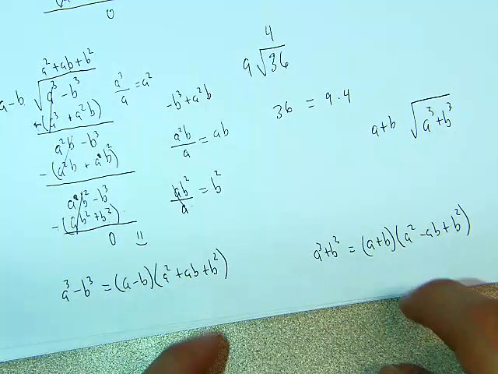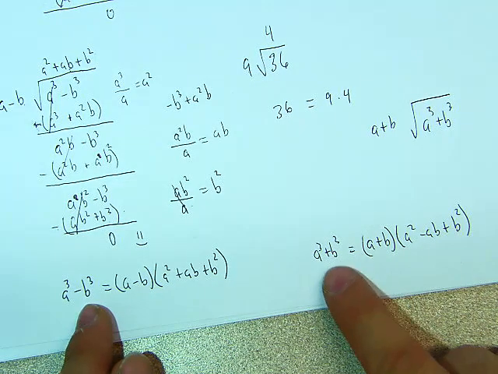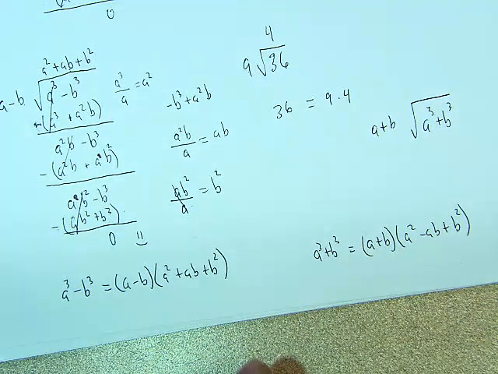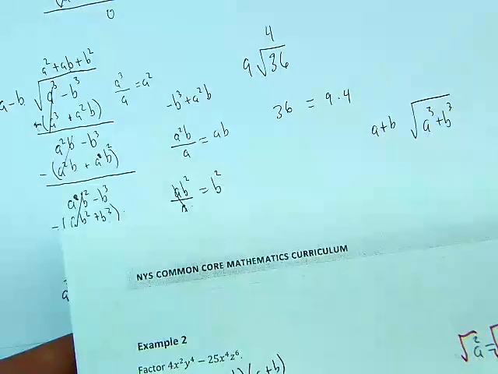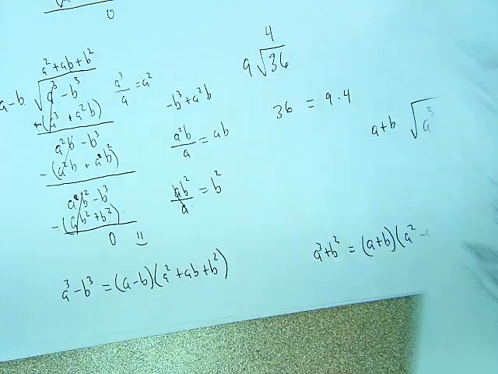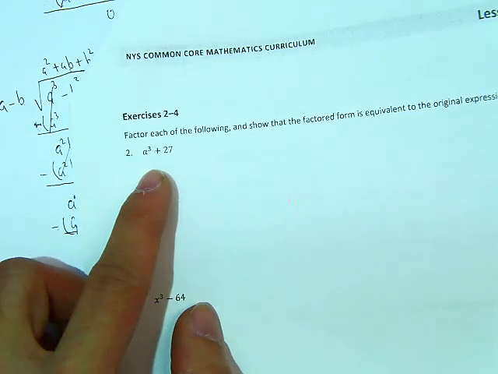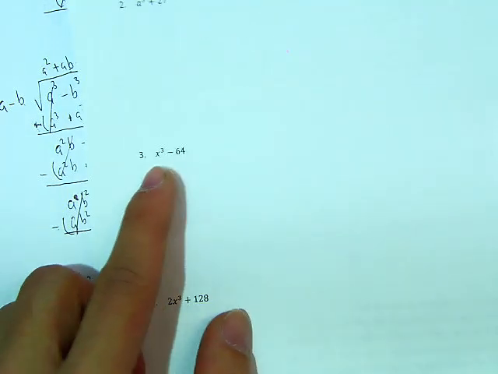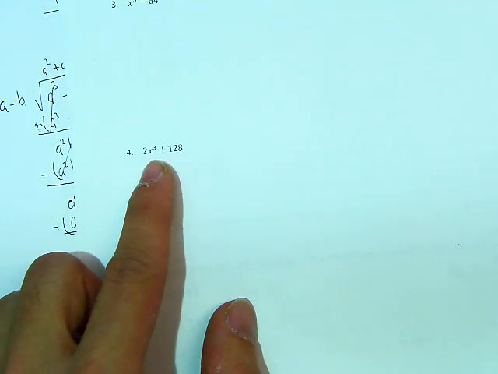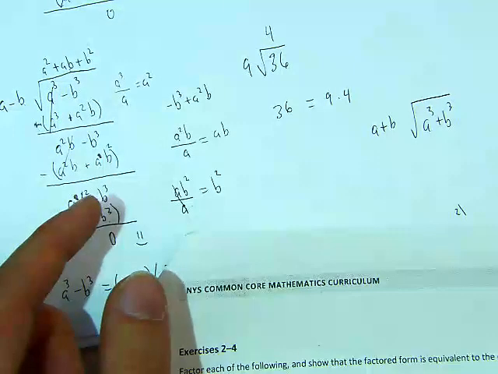And in the next video, I'm going to talk about how to actually use this, because if you look at the worksheet that you have over here with the mastering the technique, we're going to learn how to do a cubed plus 27, x cubed minus 64, 2x cubed plus 128.